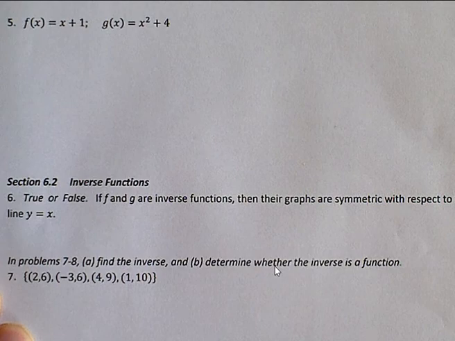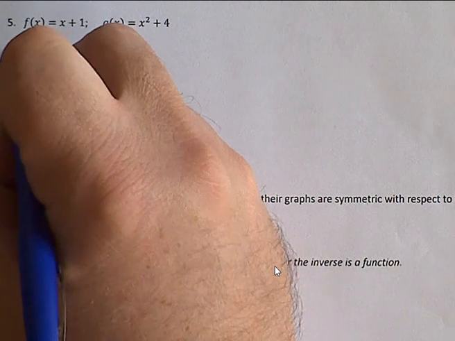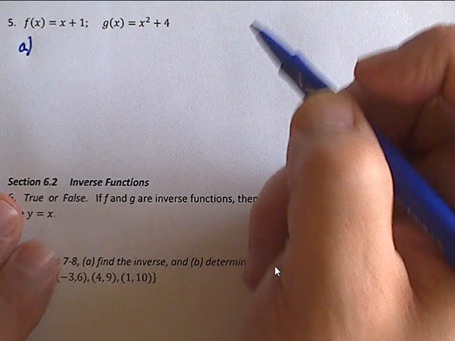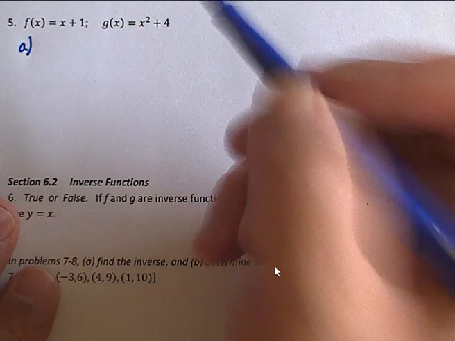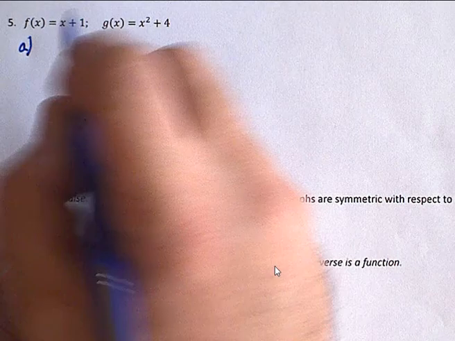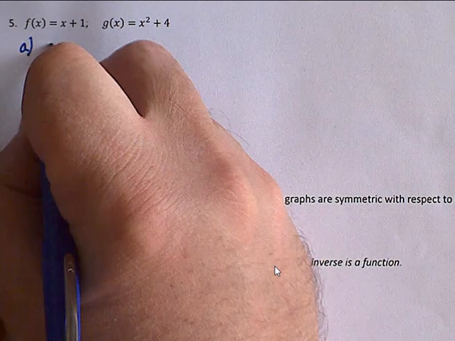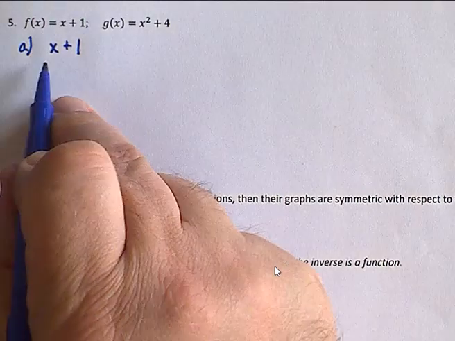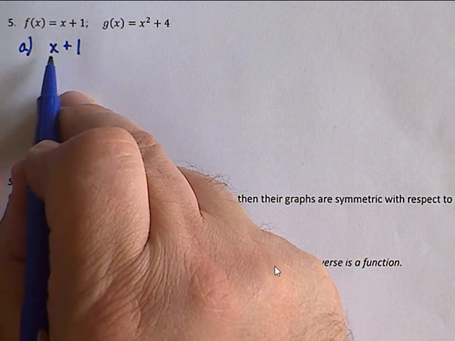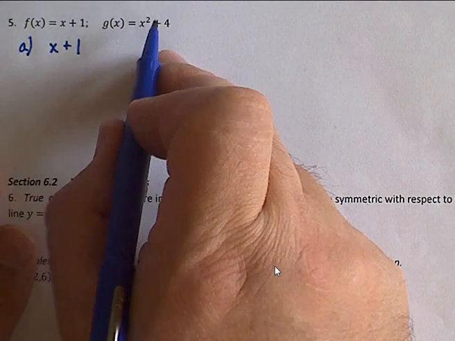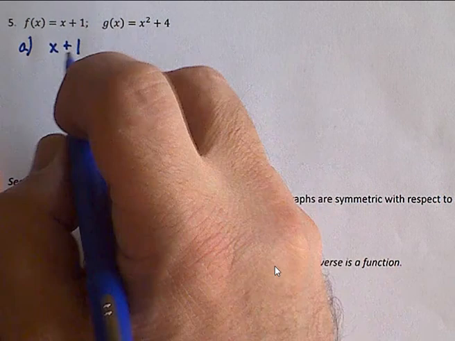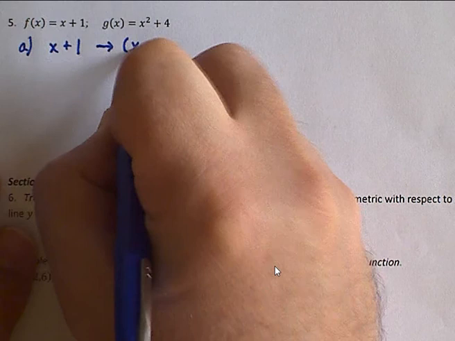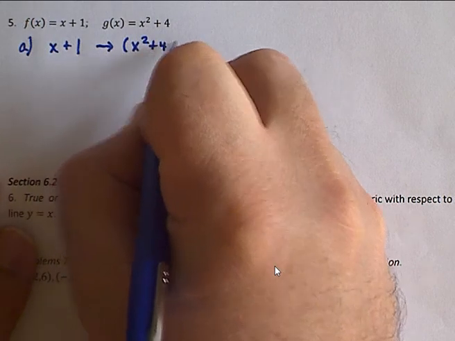Okay, so this is part A, and I want to do F of G. Now, the key here is you want to start with the first one and substitute in the second one. So I want to start with F, and where you see this X, you want to substitute in the other polynomial. So instead of X, this is now going to be X squared plus 4, and then plus 1.